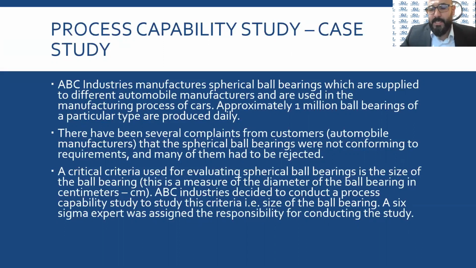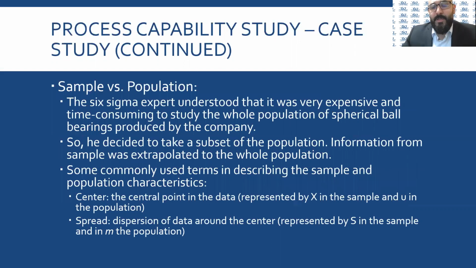Okay, in this case, I will share with you what you need to do in order to identify the process capability. First of all, this Lean Six Sigma expert knows that there's no way that you could measure every product. As you know, they produce 1 million bearings a day, so there's no way that you could measure the 1 million. Therefore, you have to take a sample of the population in order to generate the result for the rest.